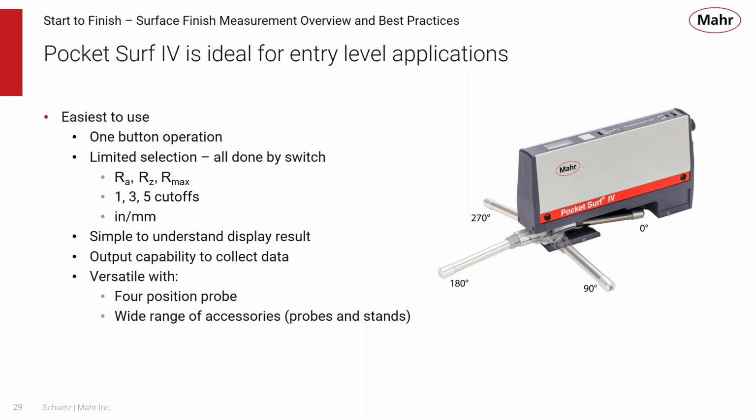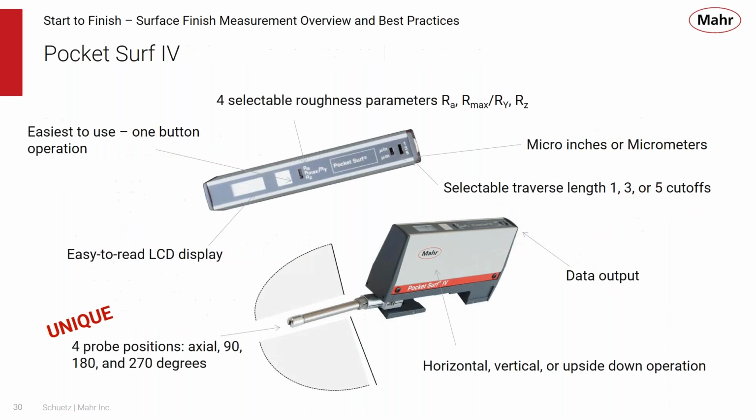It's portable. It has limited selection done by switches. It has a simple and easy to understand display. It can provide the three most common roughness parameters to the user, whether it be Ra, Rz, or Rmax. We have data output with it. And what's unique about it, and most unique product of its type, is its 4-position probe. And of course, there's a large range of accessories, probes, and stands to be used with the PocketSurf.